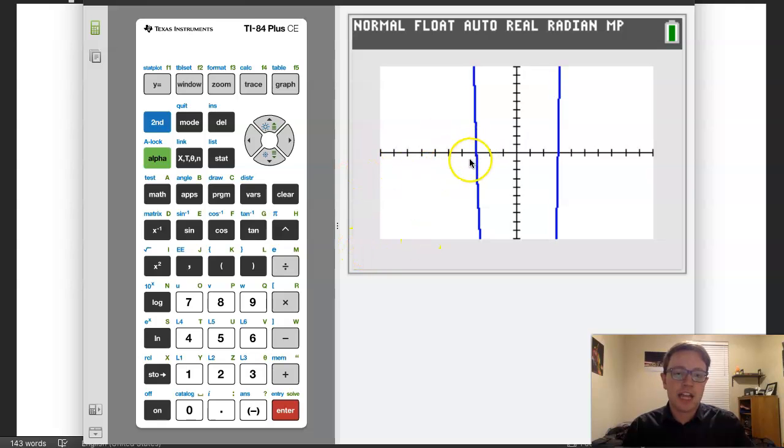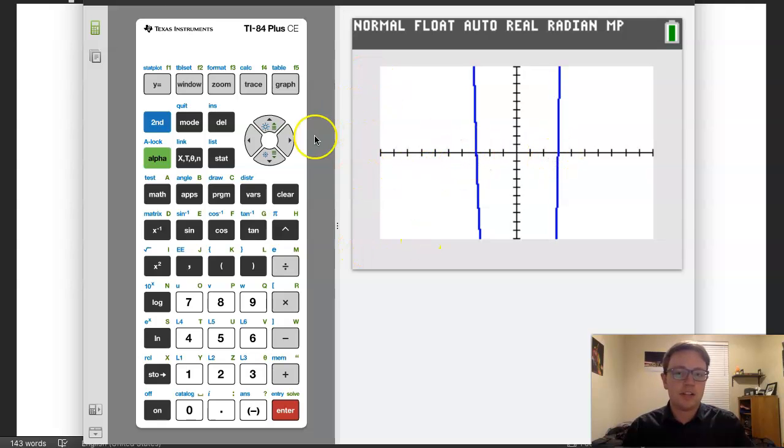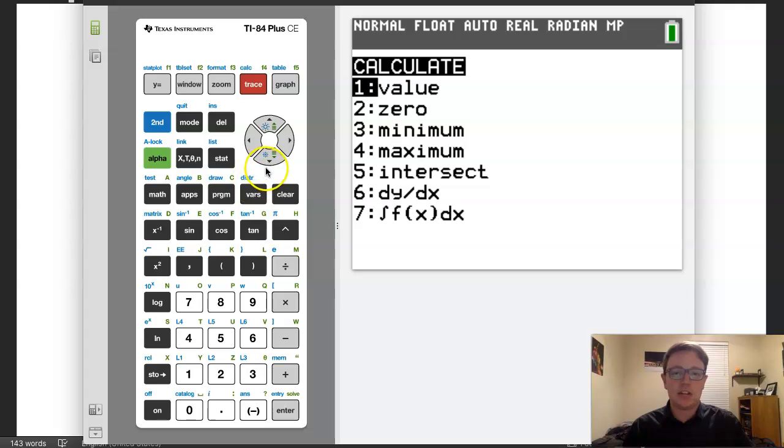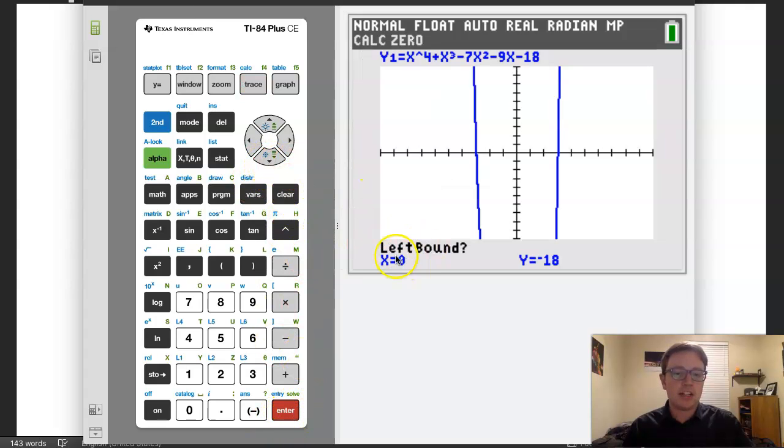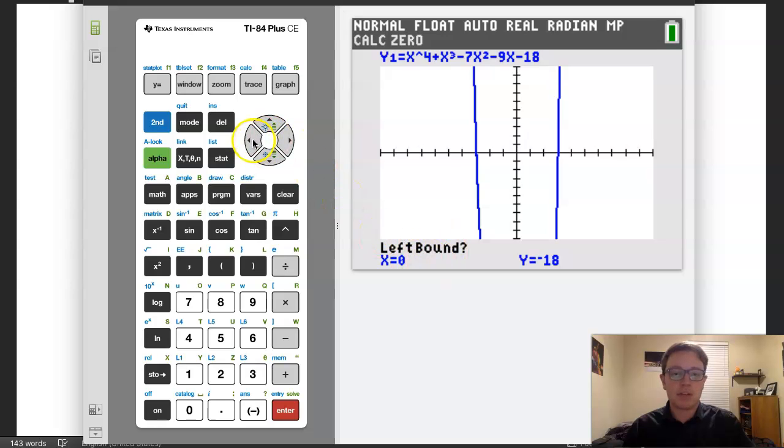Looks like we have zeros at -3 and +3. Let's double check these though. Remember how we double check? We're going to hit second. We're looking for calc, so we're going to hit trace, and we're looking for a 0. Once we get there, it'll ask us for a left bound and a right bound. You want your left bound to be left of where you think the answer is. So in this case, we want it to be left of -3.